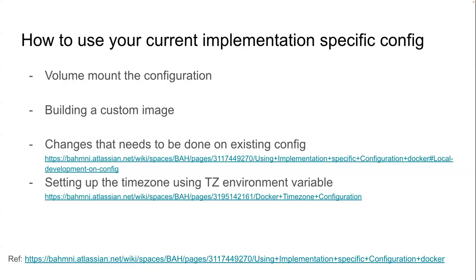So with that, we'll get started on how to use your implementation-specific config. As you all know, Bahmni follows a configuration mechanism which allows implementers to modify most parts of the Bahmni UI through JSON config files. There are two ways of using implementation-specific configuration with Docker. One way is via volume mounting. This is helpful for development and testing and allows you to quickly modify and validate changes. This can also be used in a single-instance development on-premise setup.